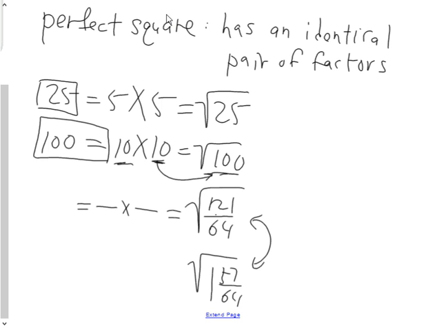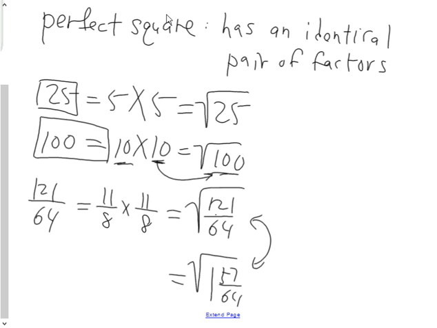Now, if the rational number is a perfect square, then both the numerator and the denominator will be perfect squares, okay? So 121 is a perfect square because we know that 11 times 11 is 121. So 11 times 11 means the numerator is a perfect square, and 8 times 8 is 64, a perfect square. So therefore, what number multiplied by itself gives you 121 64ths? It's 11 eighths times 11 eighths. So therefore, 121 over 64 is a perfect square.